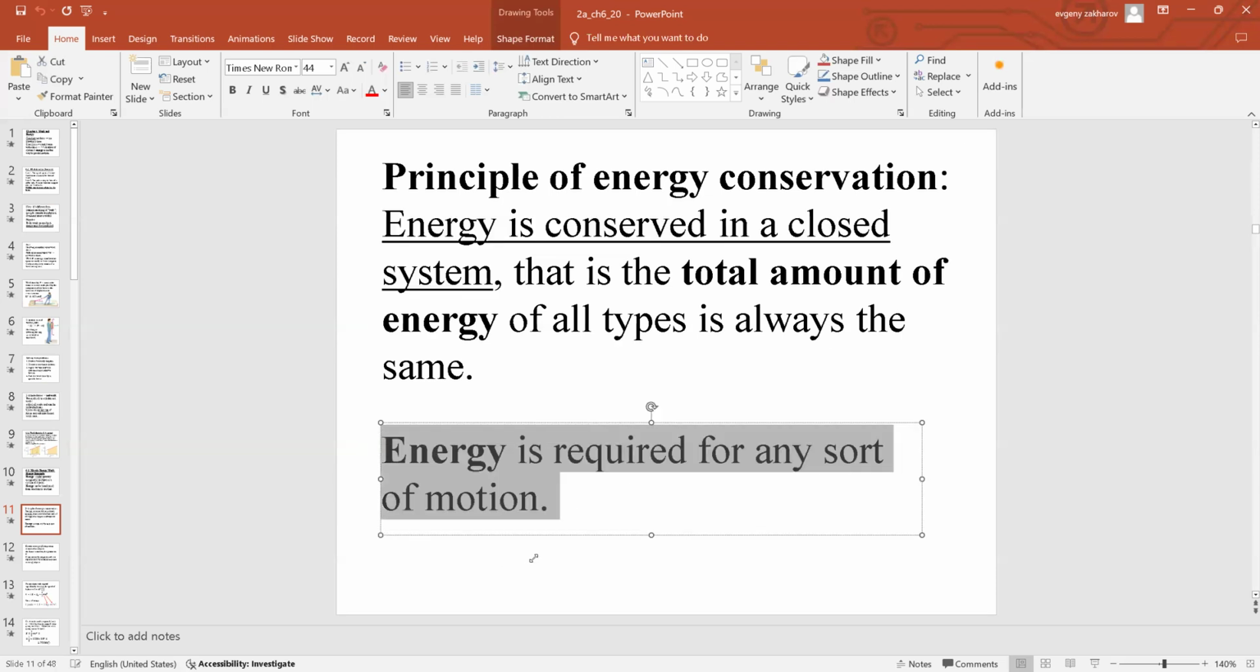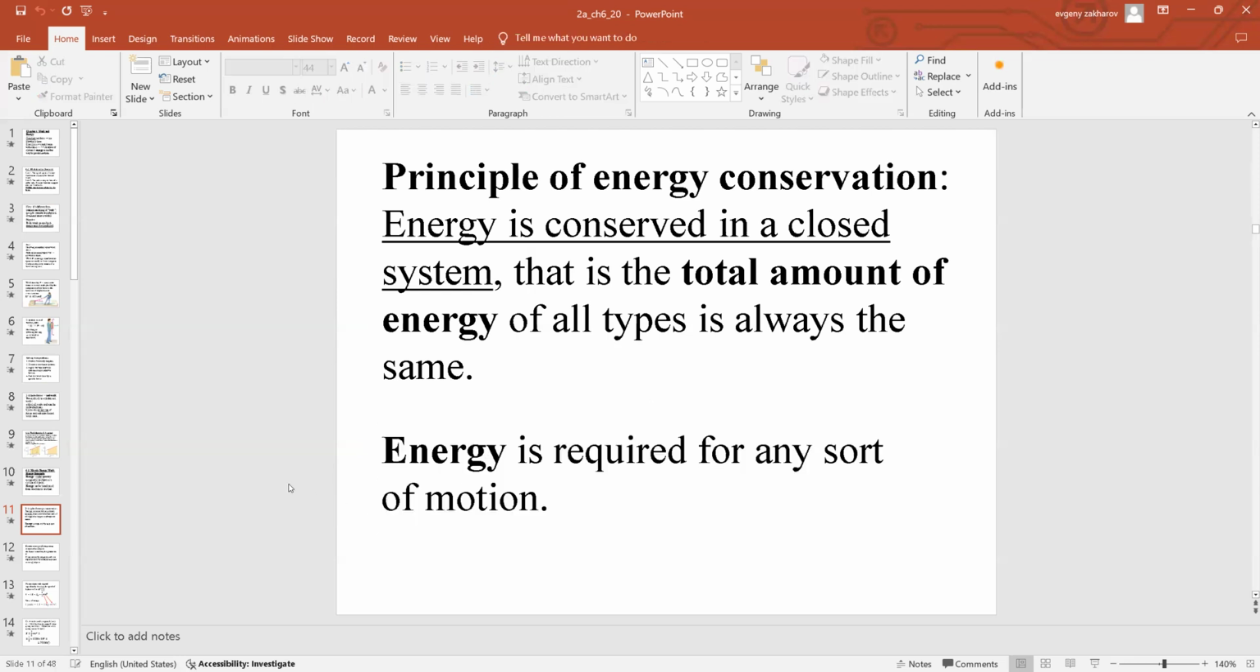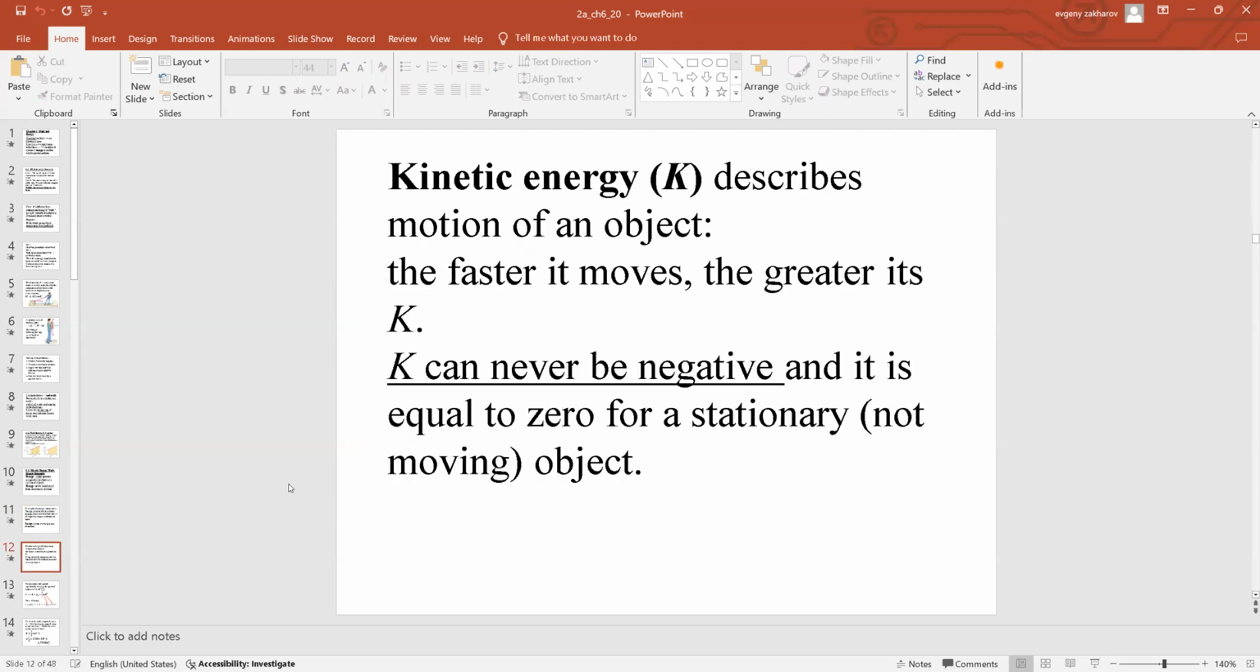And you need energy to proceed with motion. If there is no energy in the system, then nothing can move anywhere. So those are the foundations. Let's discuss them in detail.